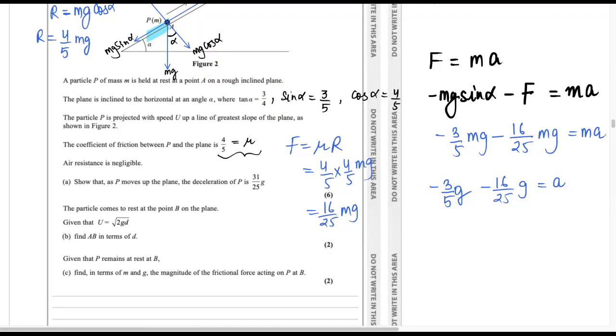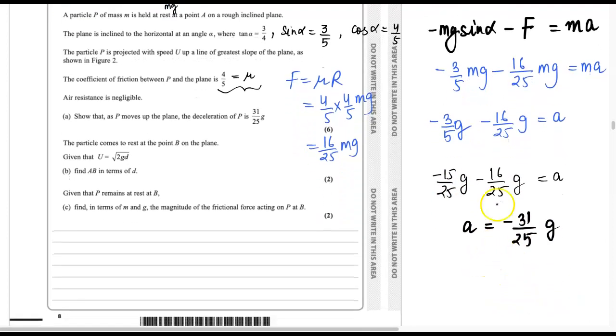Okay, if we simplify this, just multiply by 5 and 5, so it will give you minus 15/25g minus 16/25g, that is equal to a. So your acceleration comes to minus 15 minus 16, minus 31/25g. As it's negative, we can say it is decelerating with 31/25g meters per second squared, right? So this is what the deceleration is. A negative shows that it is decelerating, correct?